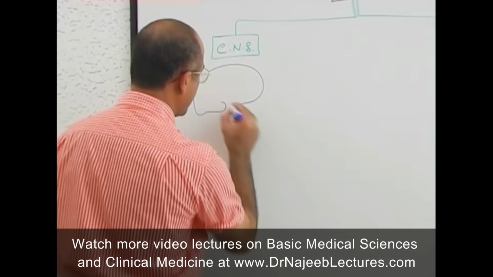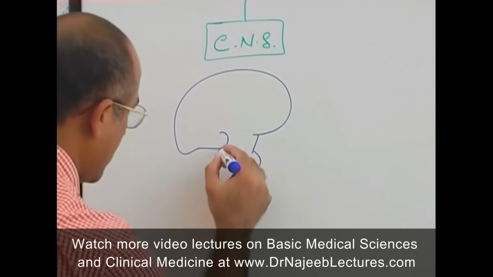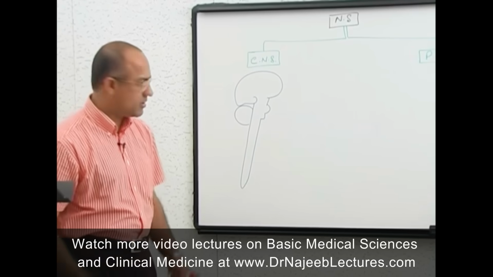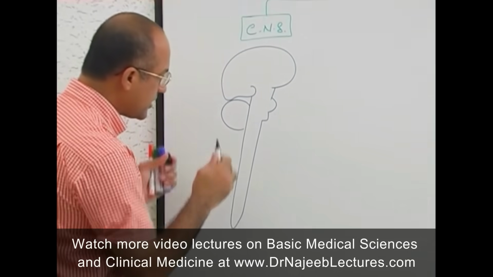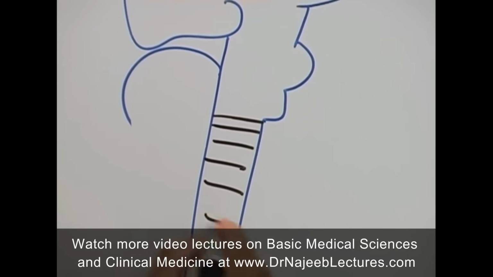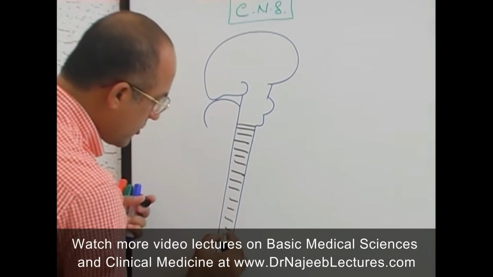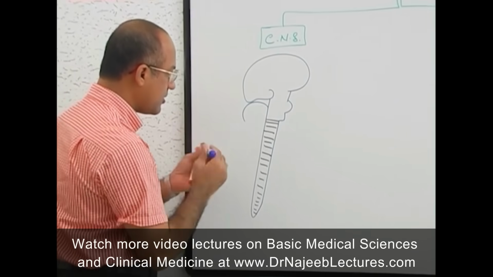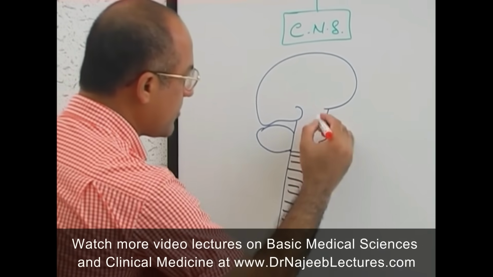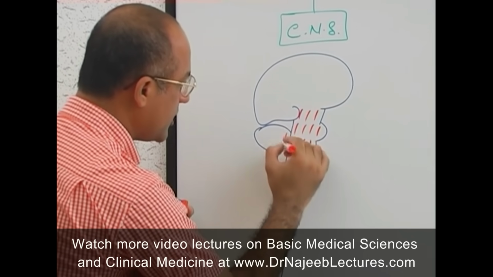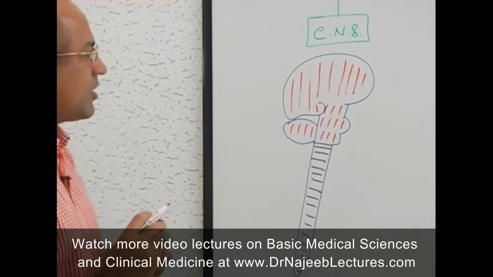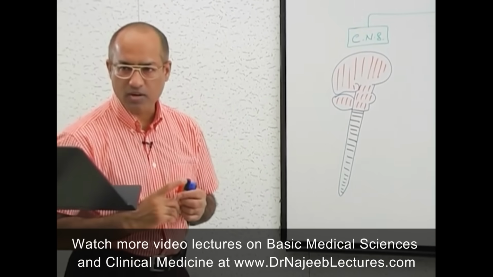Central nervous system consists of brain and spinal cord. Now, this all shaded area, this is your spinal cord, right? And this upper structure, you can see the red area, this is considered the brain. So the central nervous system consists of the brain and the spinal cord, right?